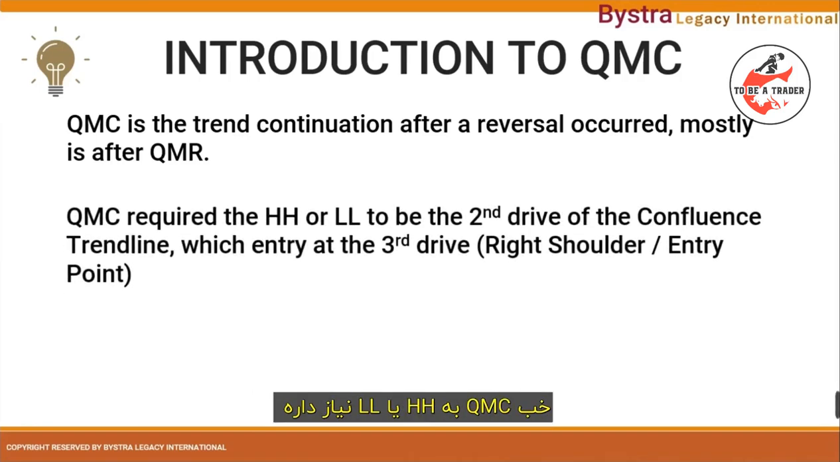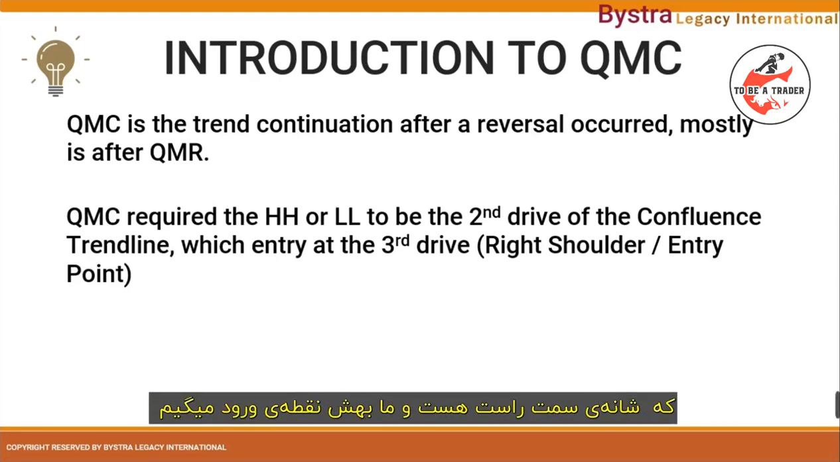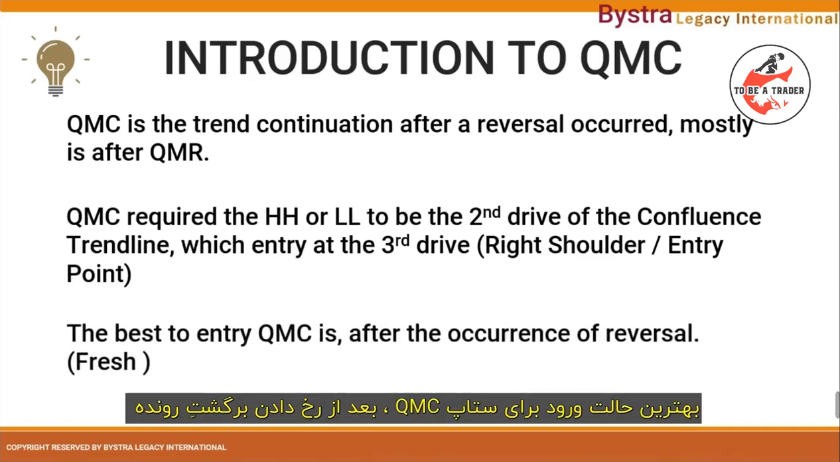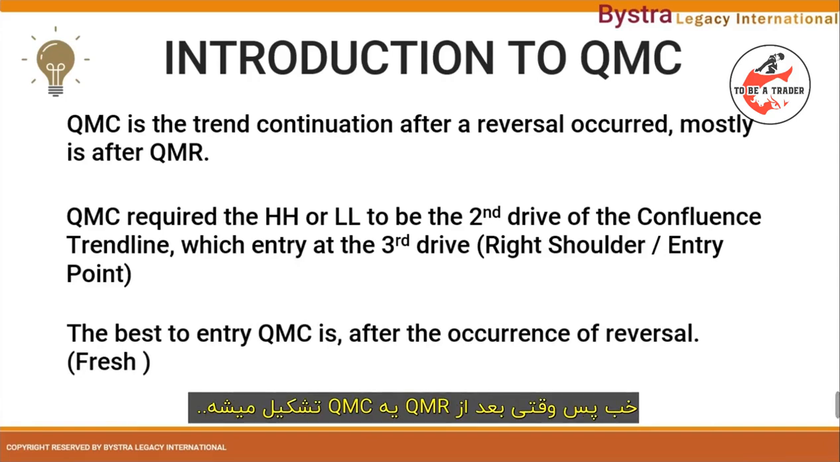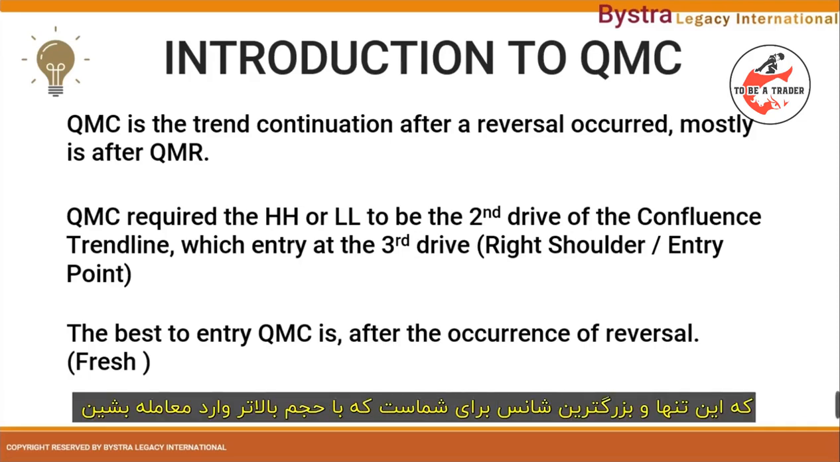So the QMC requires the higher high or the lower low, which is the head of the QM, to be the second drive of the confluence trend line. And we only enter at the third trend line, which is the right shoulder, or we call it the entry point. Now the best time to enter a QMC is after the occurrence of a reversal. Whenever there's a QMR, it will come with a QMC. Please always take note that this is your high chance to enter a bigger load.